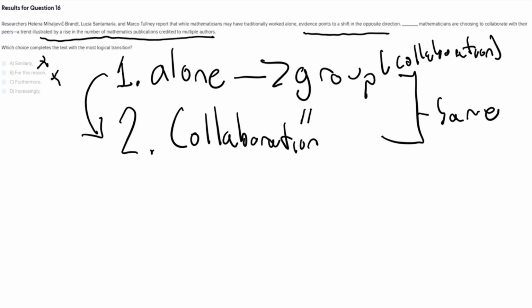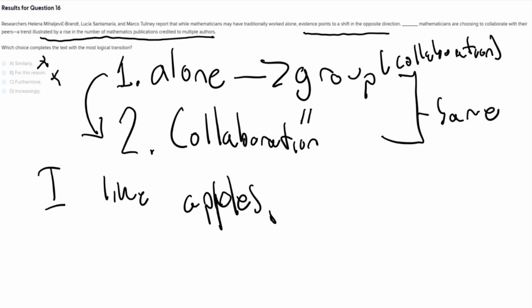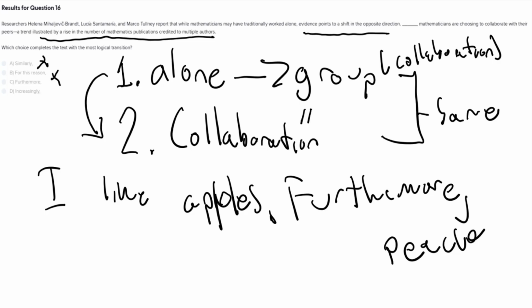Furthermore, it does not work because it's basically shifting ideas. You could use it like, hey, I like apples. Furthermore, I like peaches. You get the idea. It's changing ideas essentially. So you don't want to introduce another idea because these are essentially just the same.